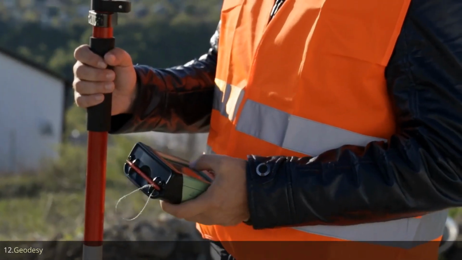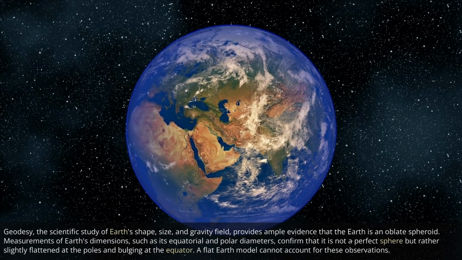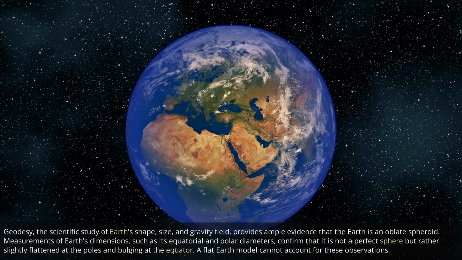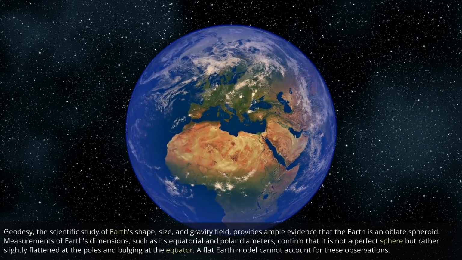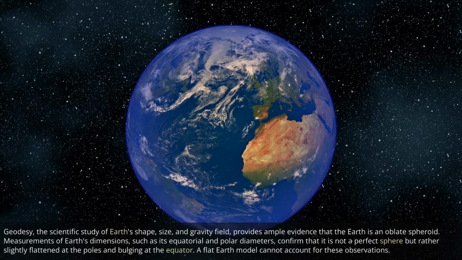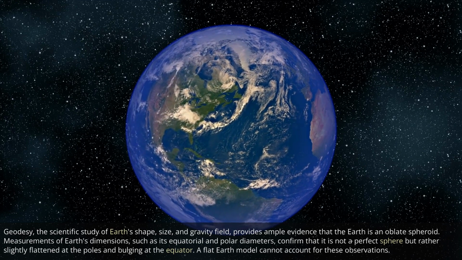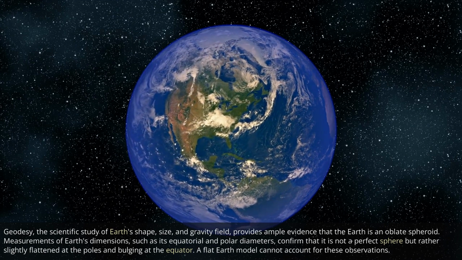12. Geodesy. Geodesy, the scientific study of Earth's shape, size, and gravity field, provides ample evidence that the Earth is an oblate spheroid. Measurements of Earth's dimensions, such as its equatorial and polar diameters, confirm that it is not a perfect sphere but rather slightly flattened at the poles and bulging at the equator. A flat Earth model cannot account for these observations.